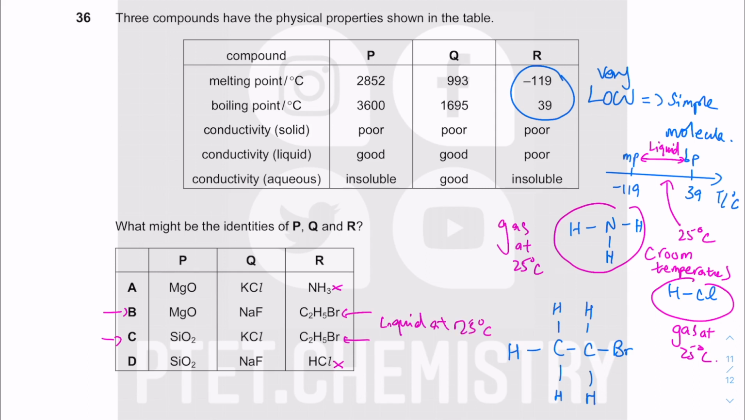See, all it comes down to is your general knowledge, and whether you can do this from topic 1, states of matter. Okay, the other two have very high melting and boiling points, so we're looking at MgO versus NaF, or SiO2 versus KCl. If we look at B, P and Q, P has a higher melting point and boiling point than Q.